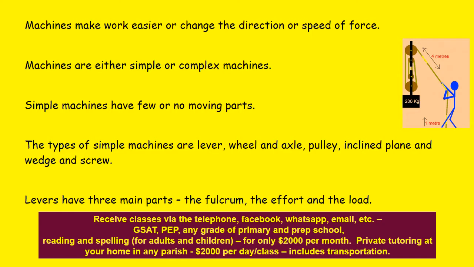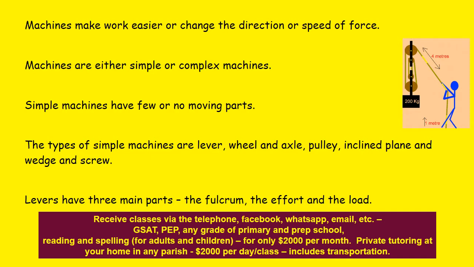Machines make work easier, and they can also change the direction that something is going, and change how fast it is going. That is the speed. So machines do what? Say machines make work easier. Machines make work easier. Yes. And they have two types: simple machines and complex machines. What two types of machines do we have?